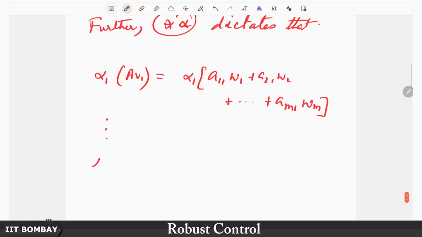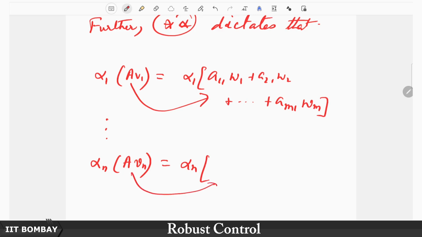Similarly, if I go like this, then I get alpha n times A V n is equal to alpha n times, I am just going to represent this. So, this is whatever is in the third bracket. So, here also this is whatever is there in the third bracket. So, this is going to be A, n. Or rather, this is not alpha, sorry, this is A.